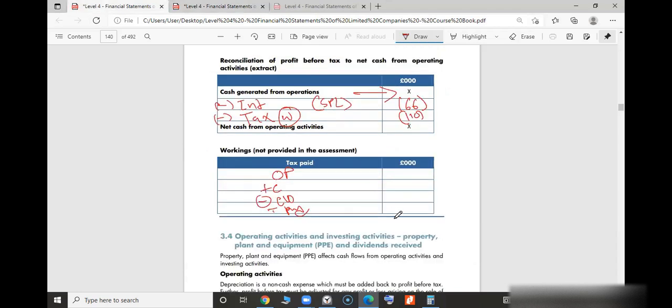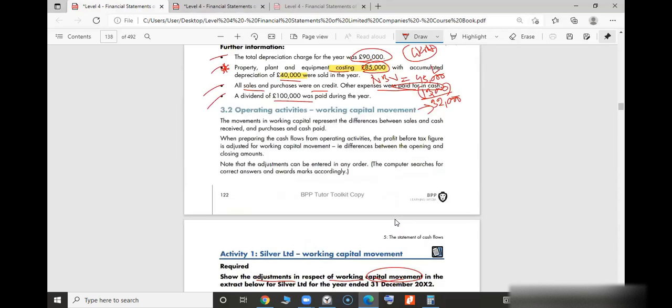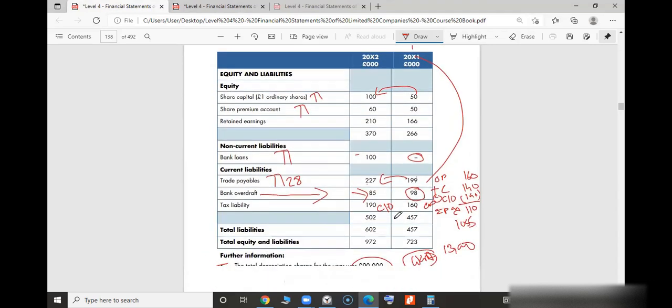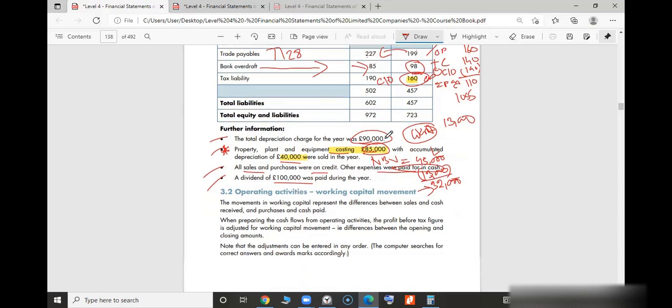Now, if for any reason the charge for the year, the income statement figure, is not given, what is your tax paid? Please do remember, last year's tax is paid this year. What did I say? Last year's tax is paid this year. Tax is always paid in arrears. Like 160 would have been the answer. You calculate tax this year, you pay it next year. Or last year's tax is paid this year.